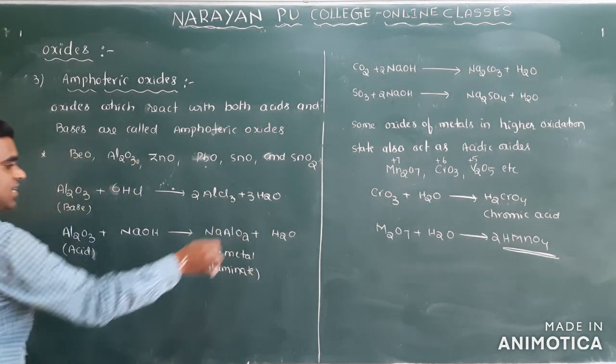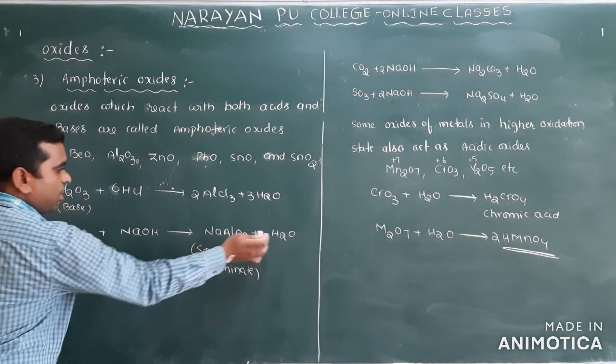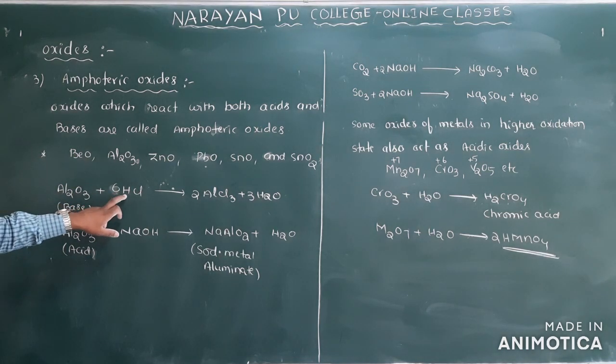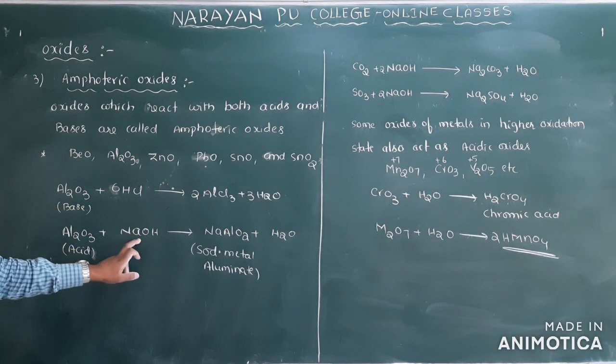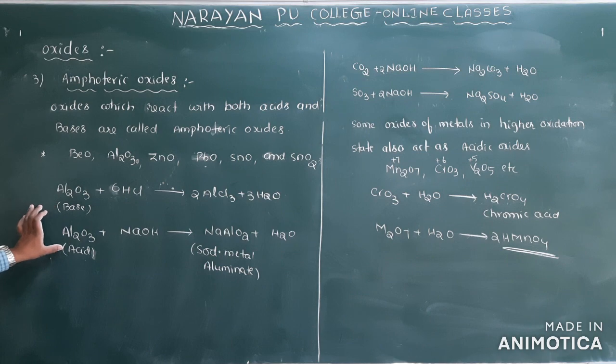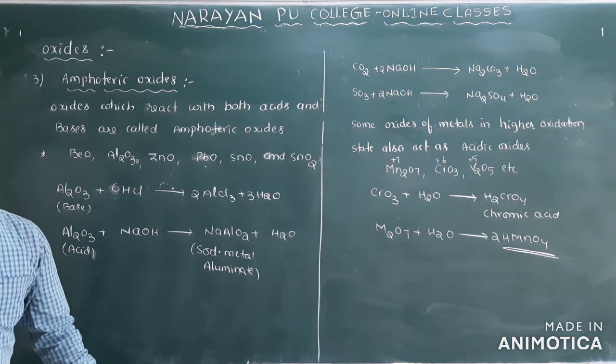Clear? So this is salt plus water. You see, whenever acid is there, it acts as a base. Whenever base is there, it acts as an acid. So this is what we will call amphoteric.